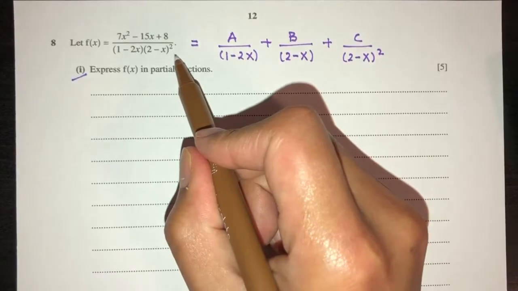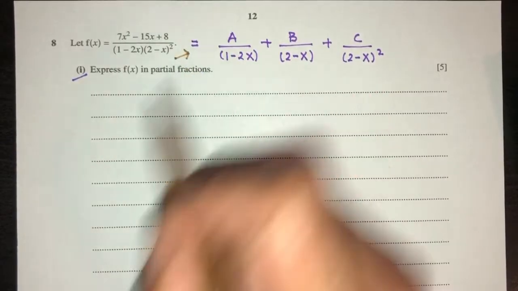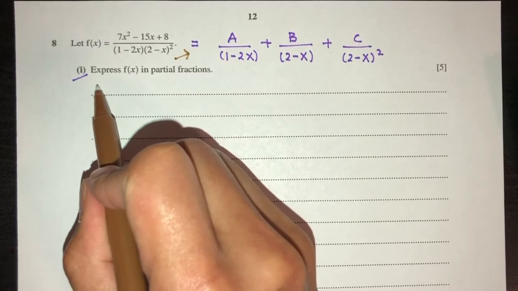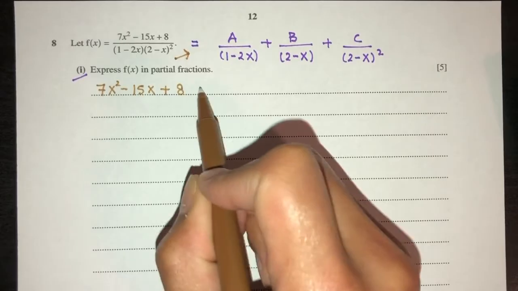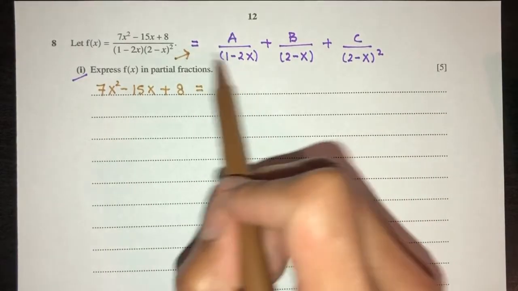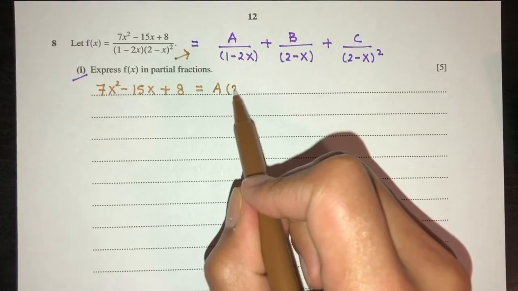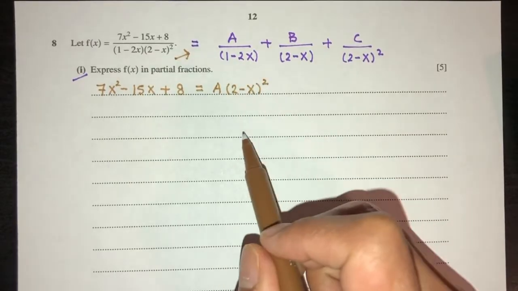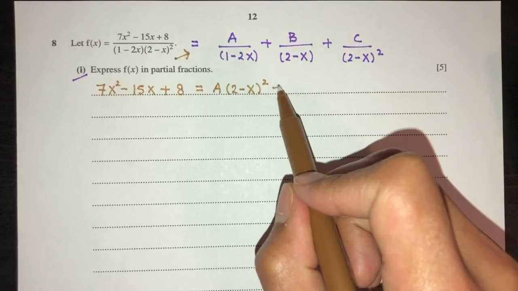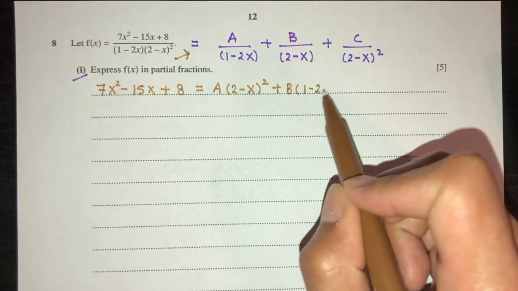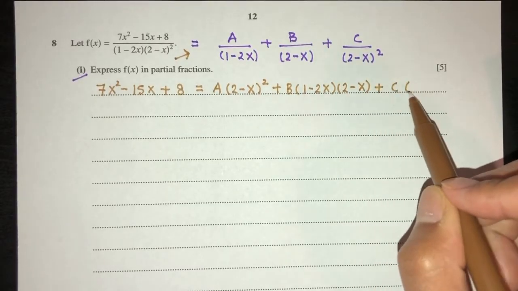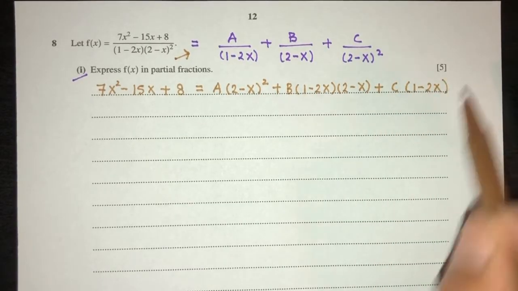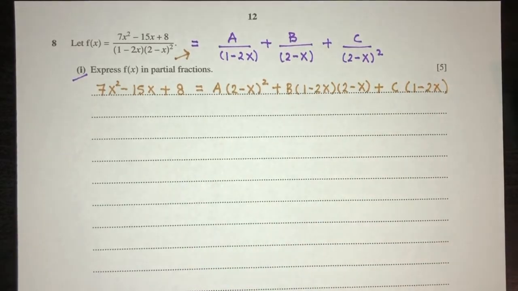So we can first multiply this by the denominator on top. So on the left hand side, you will have 7x squared minus 15x plus 8 remaining, equal to, so what is A over this times this? You will have A times 2 minus x squared. What is B over this times this? You will have B times 1 minus 2x times 2 minus x, and plus C times 1 minus 2x. Okay, you will have this equation that you have to solve to find the values of A, B, and C.